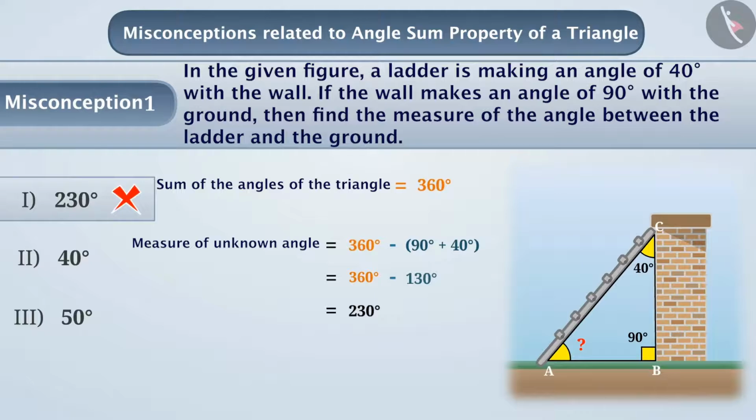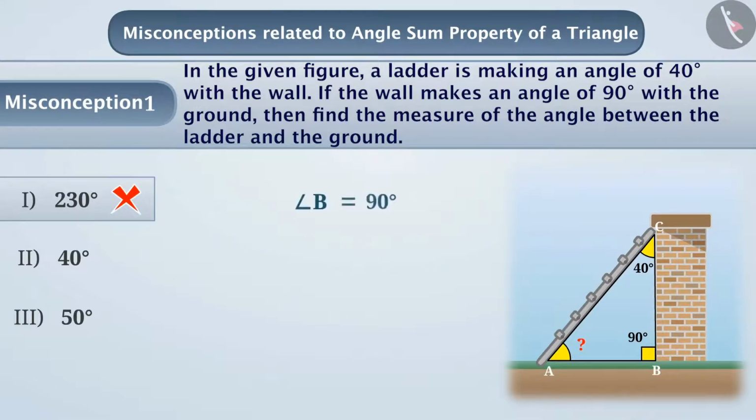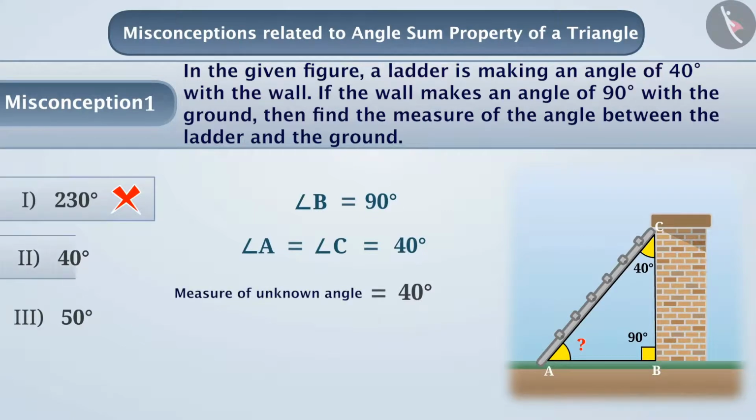Similarly, some students have a misconception that if one of the angles of a triangle is 90 degree, then the other two angles are equal. With this understanding, they think that the measure of the unknown angle is 40 degree. So, they choose option 2. But this is also incorrect understanding.